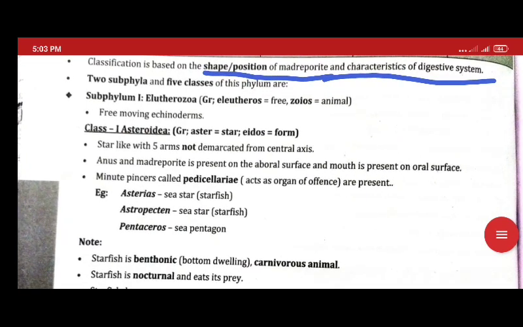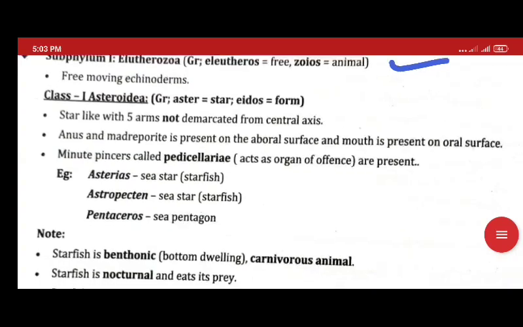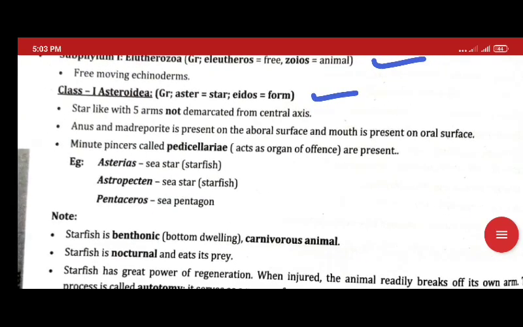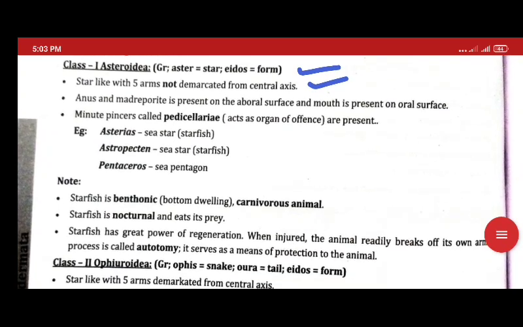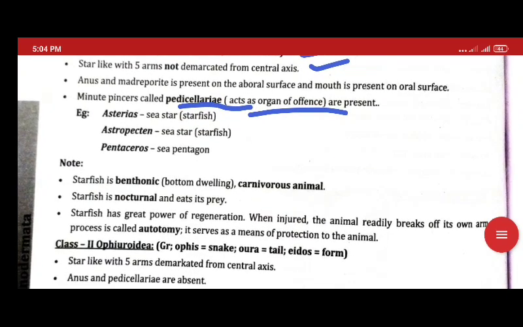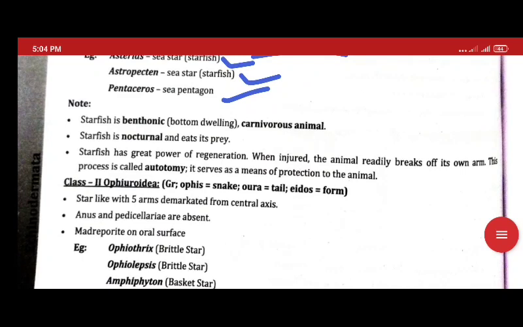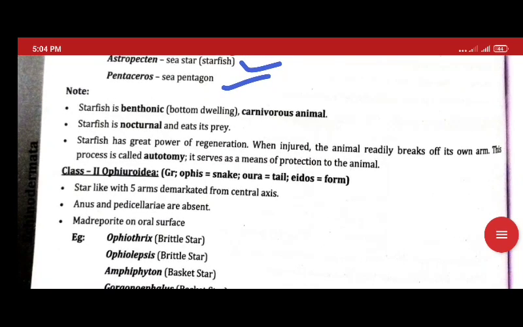Now this phylum has 5 classes and also a subphylum, that is Eleutherozoa. Asteroidea means a star-like form with 5 arms not demarcated from the central axis. It contains pedicellariae, which are organs of defense, for protection. Asterias is the starfish, the sea pentagon. Starfish is benthic, meaning a bottom dweller.